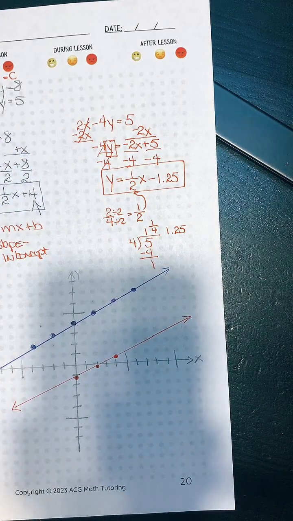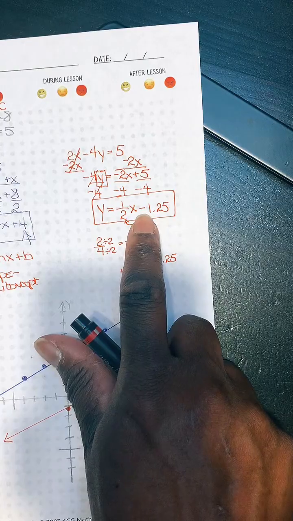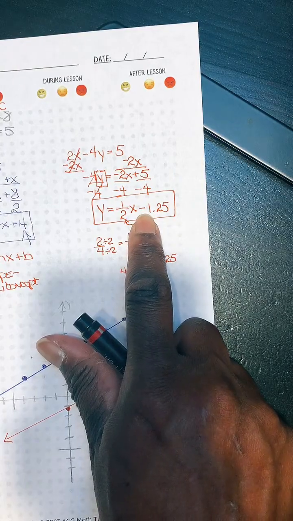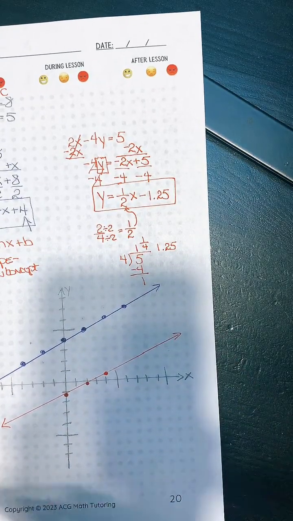What do you notice? Why negative? Because there's a minus sign in front of the 1.25. That's why.